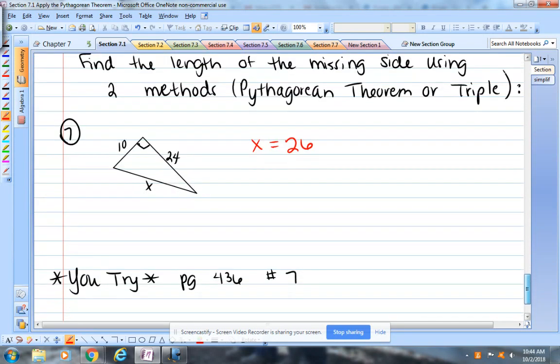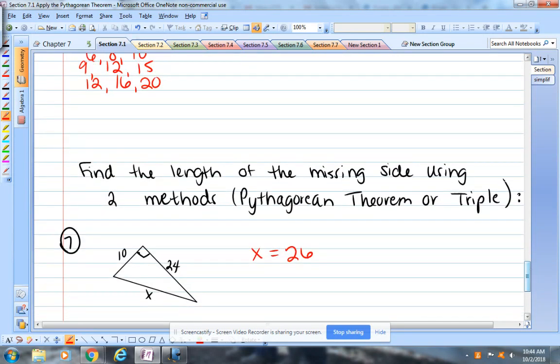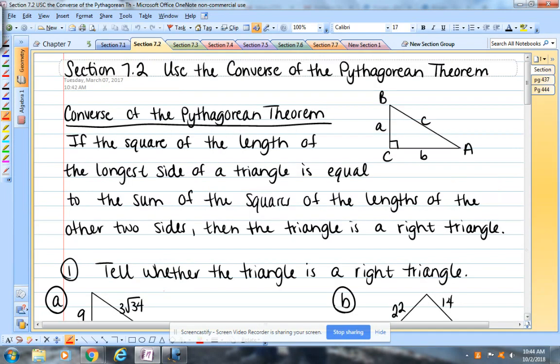All right, so that's all I've got for section 7.1. We are going on into 7.2, which talks about the converse of the Pythagorean theorem. This is on your handout, so you don't have to copy the converse theorem. Basically, the Pythagorean theorem says if you have a right triangle, then a squared plus b squared equals c squared. Meaning, the sum of the squares of the lengths of the legs equals the square of the hypotenuse.